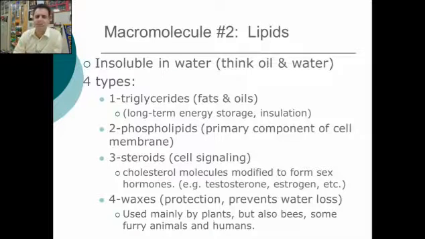Lipids are insoluble in water, so you're going to want to consider oil and water. Or if you like, when you go to the Italian food restaurant, and you have your olive oil and your vinegar mixture together on the table, and you're dipping your bread in it. Oh, that sounds so good right now. I think I need to eat. Well, the two don't mix together.